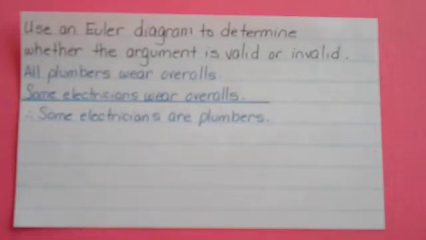Use an Euler diagram to determine whether the argument is valid or invalid. And here is an example of an argument. Now, how we're going to work out these arguments is we're going to try to disprove the argument. If we're not able to disprove the argument, then we're going to say it is valid. But if we can find a case where the argument is not true, then we can say that it's invalid. So remember that. We're trying to find the case where it doesn't work. Because if it doesn't work, then it's invalid. If we can't find that case, well, then it has to be valid.